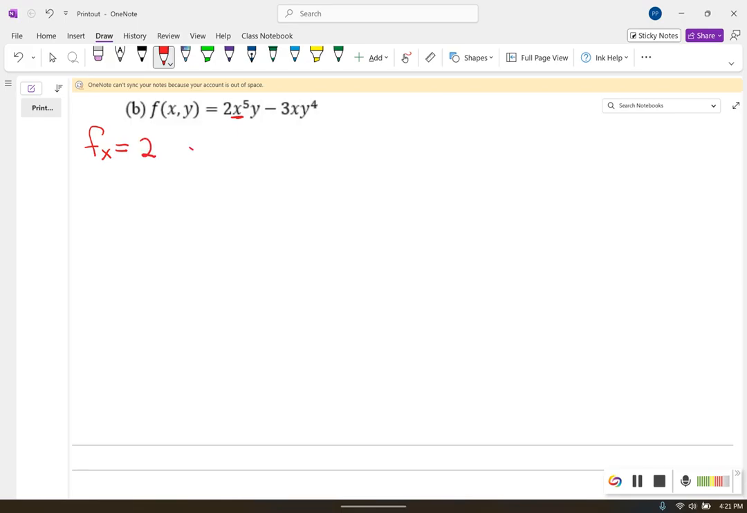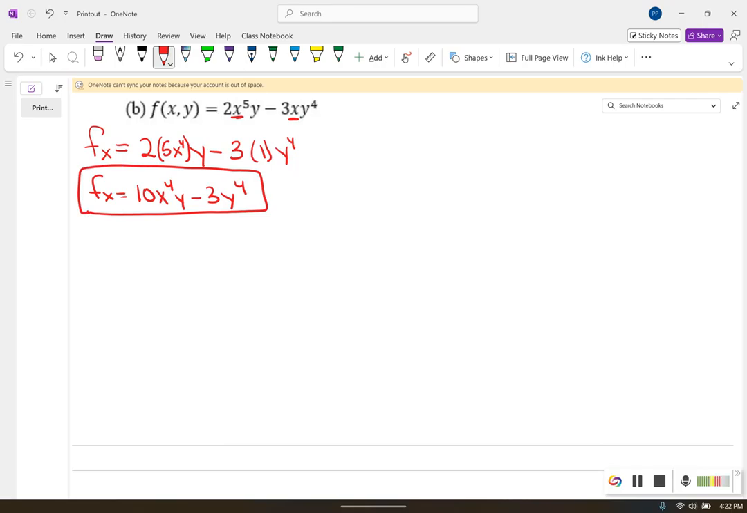So the 2 is going to stay there, the y is going to stay there, and I'm going to take the derivative of x to the 5th, and I get 5x to the 4th minus, just taking the derivative with respect to x, the 3 and the y to the 4th stay there, and the derivative of x is 1. So I'm going to clean that up a little bit. And I get 10x to the 4th y minus 3y to the 4th. That's f sub x.